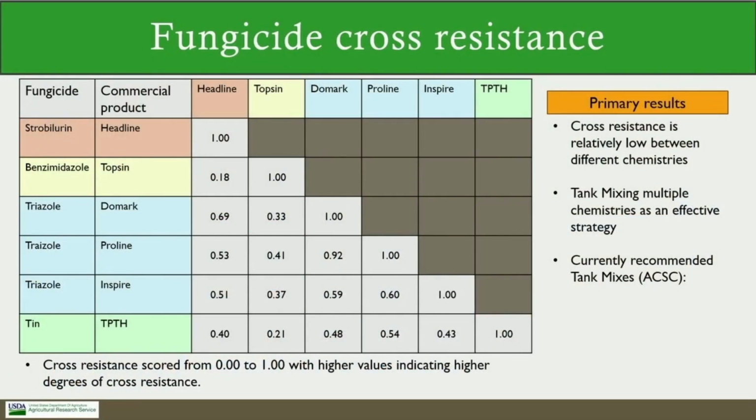Now, we've been doing a lot of testing for cross resistance between different fungicide chemistries in my lab with single individual isolates. So one individual, how capable is a single individual at being resistant to multiple chemistries? And what the figure you're seeing here is a correlation matrix where values closer to 1 would indicate complete correlation between resistance, and values closer to 0 would indicate no correlation.